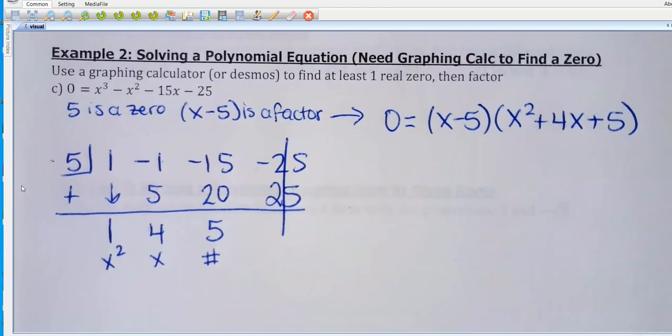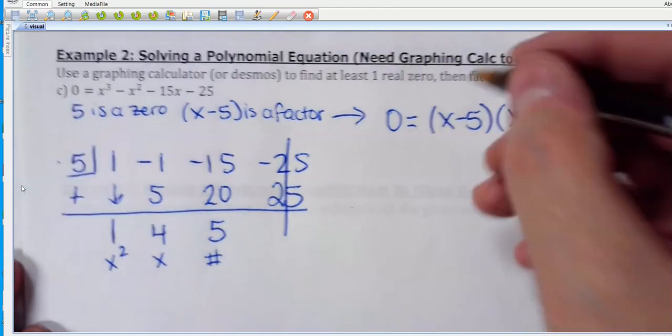And then last period, you're like, oh, let's factor that. You're not going to think of factors of 5 that add up to 4. And I know that because I saw the graph and I didn't see it cross anywhere else. So the other answers are not real here. I know one of the answers, like I said, from the graph was 5.